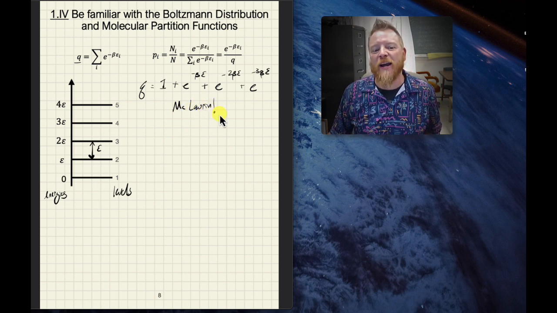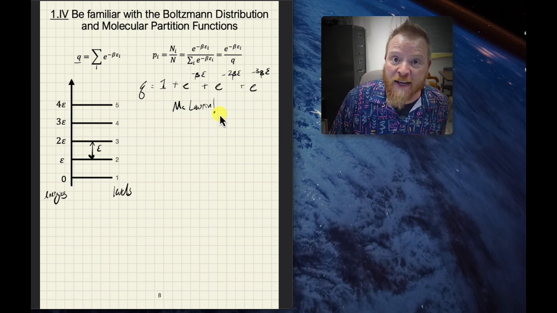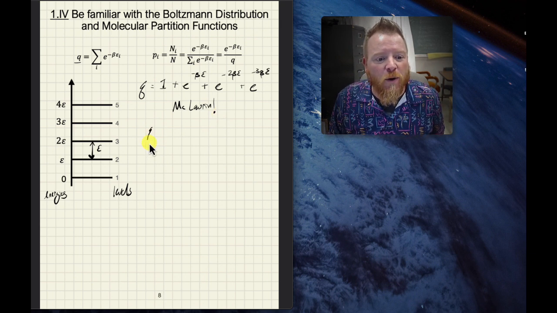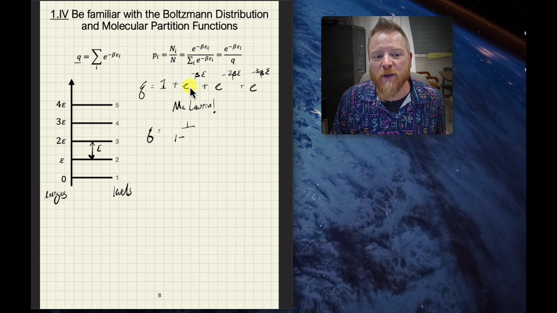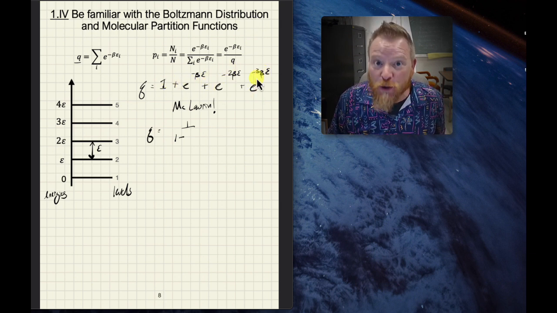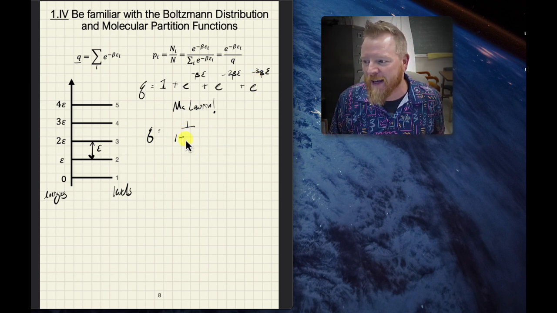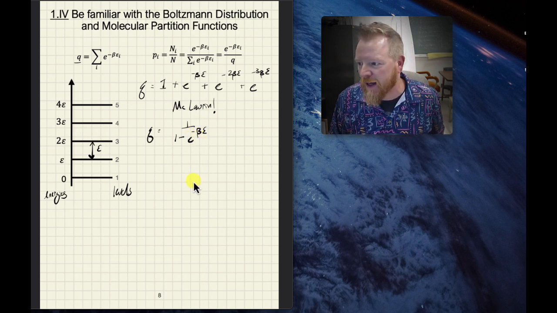And we might not have recognized that right away, but that is the game that we're going to play in PChem, is trying to find simplified versions of our equations. So a Maclaurin series expansion can be rewritten as the following. 1 over 1 minus, and it would be x if this was like 1 plus x plus x squared plus x cubed, right? That's our normal Maclaurin series expansion. Instead, this is going to go 1 over 1 minus e to the negative beta times epsilon.